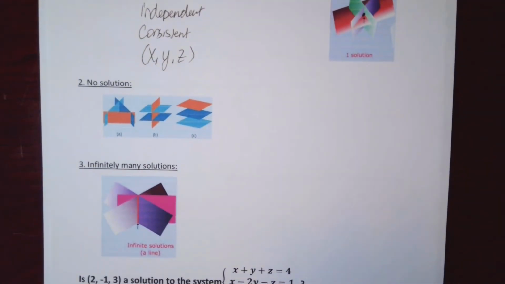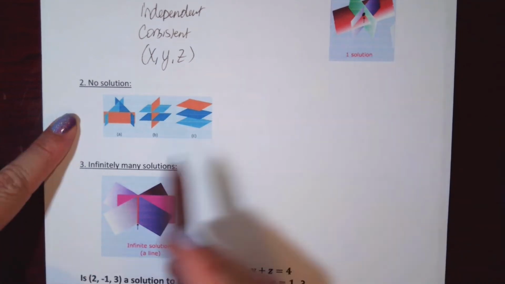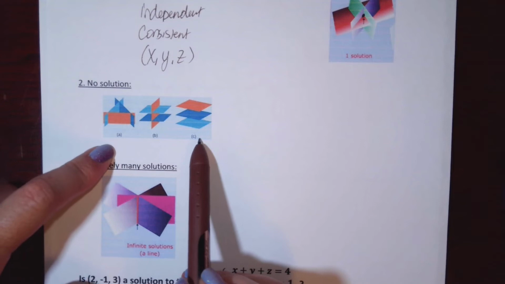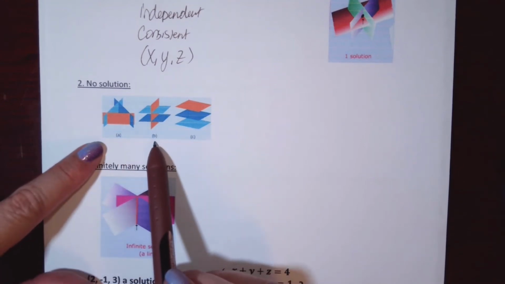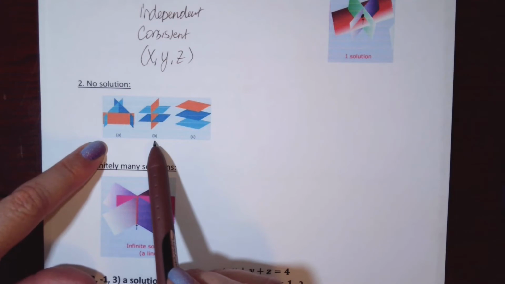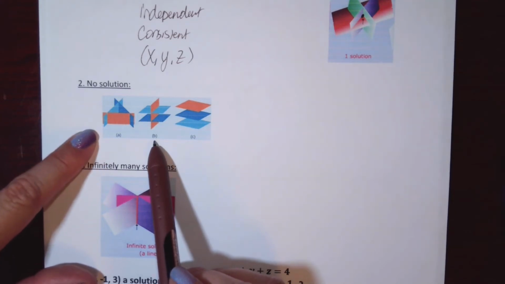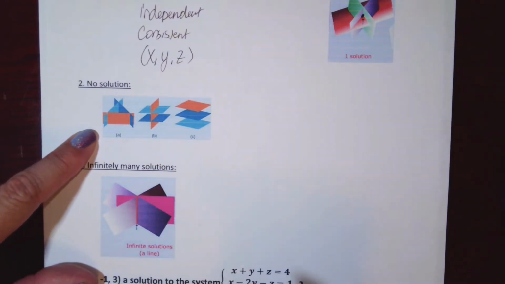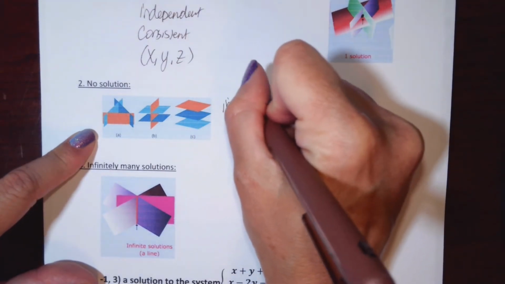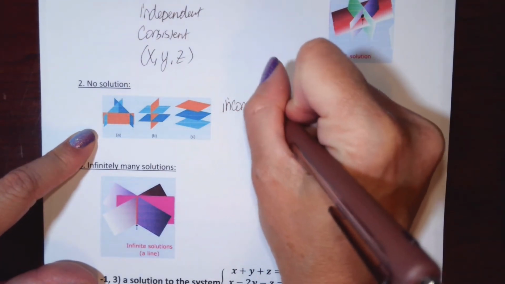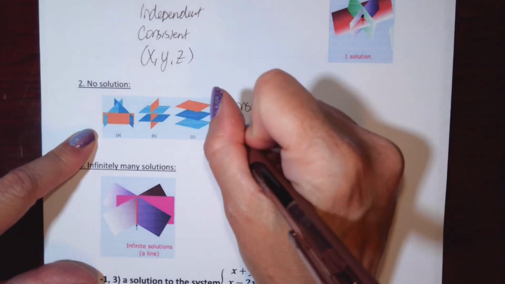Your other possibility is that there would be no solution. So I have three different ways that could look. It could look like parallel planes, or it could look like three different planes that intersect, where two intersect with another, one intersects with another one, but they don't all three intersect at the same place. Because this has no solution, it's an inconsistent system. They are independent of each other.